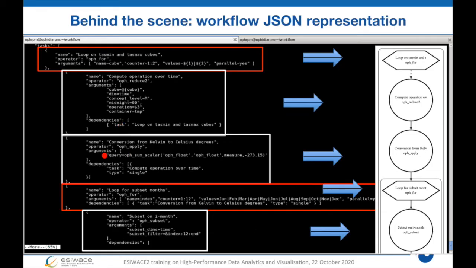Here we can see the JSON representation of the workflow, which is then translated into this graphical representation. So these circles are the actual tasks, whereas these hexagon-shaped blocks here represent, let's say, some specific interface. In this case, we have the start and the end of the OPH FOR, which is basically the definition of a loop.